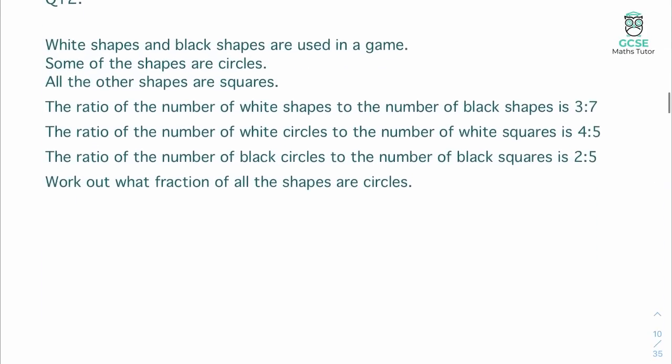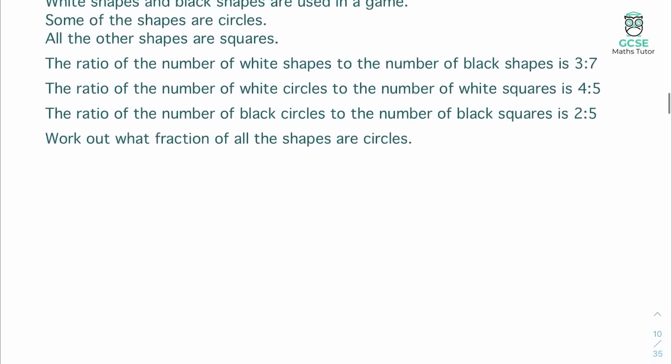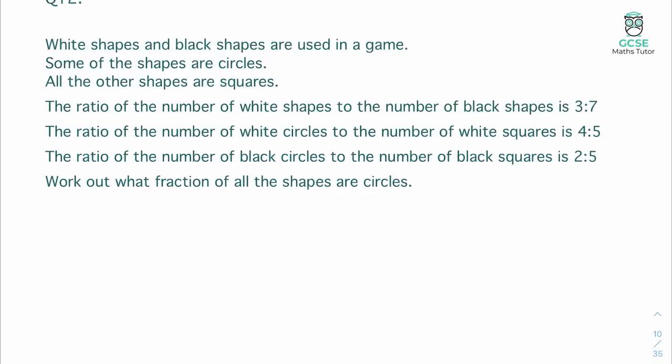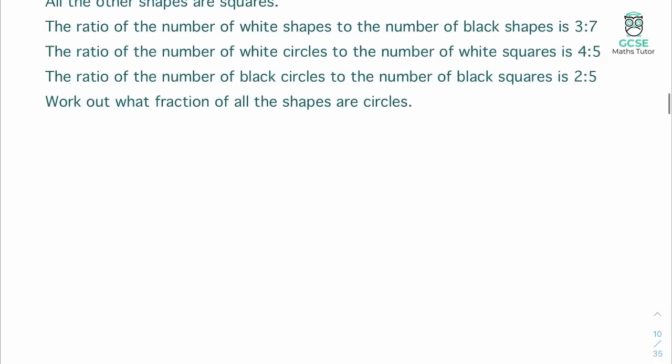All these questions. Okay, so we have ratios as fractions. These are always a little bit annoying to work out. So let's have a look. They're not too bad, but I would use a probability style method for this as well. So it says white shapes and black shapes. So using a game, some are circles, some are squares. White to black shapes are in the ratio 3 to 7. Then we have white circles to white squares, 4 to 5, and black circles to black squares, 2 to 5. Work out what fraction of all the shapes are circles.